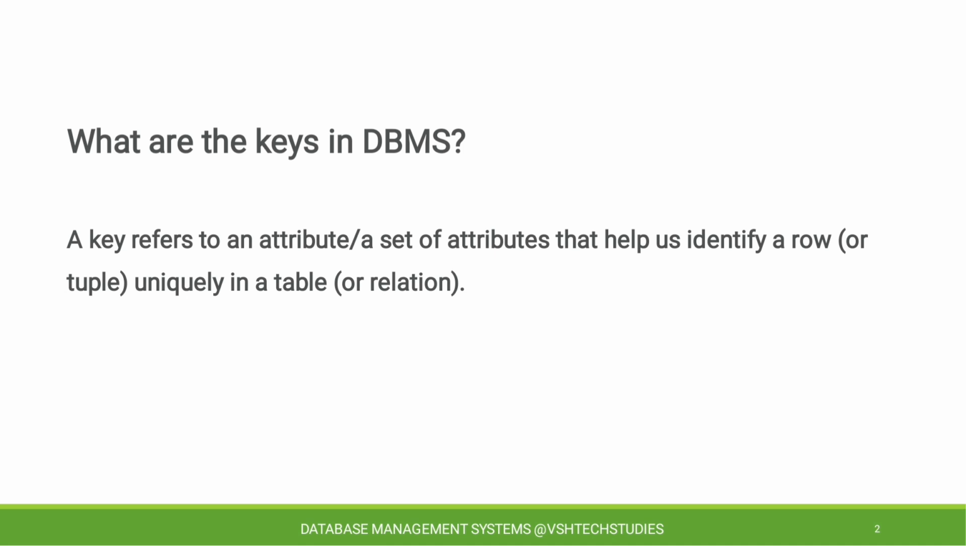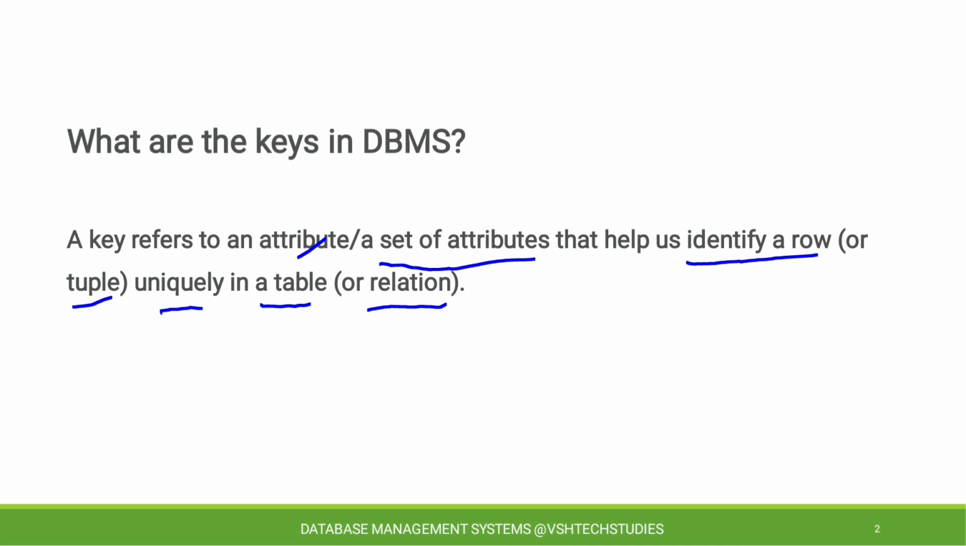So with those examples, we can conclude that a key refers to an attribute or a set of attributes that help us to identify a row or tuple uniquely in a table or relation. A table may have a single key or multiple keys, that is the first point, and in any key there may be a single attribute or a set of attributes. But with these attributes, we'll be able to find any row uniquely. That single attribute or column name, or set of attributes or column names, which is used to identify any row uniquely in a table, is called a key.